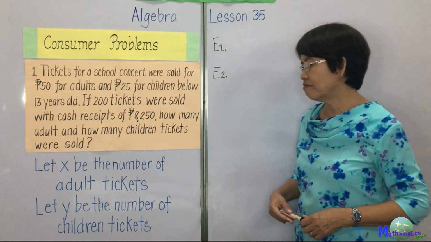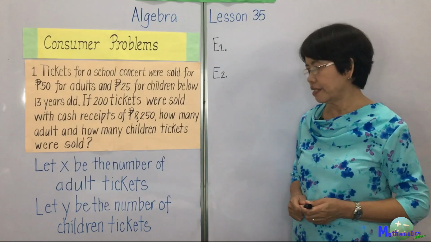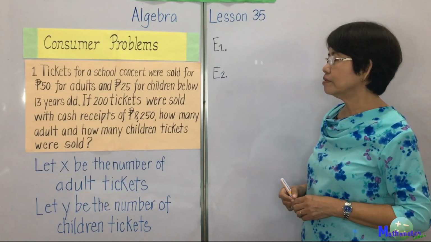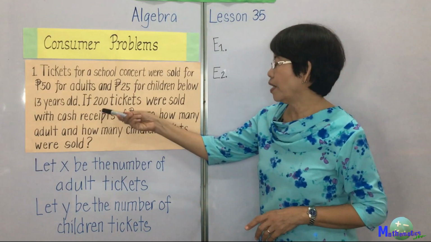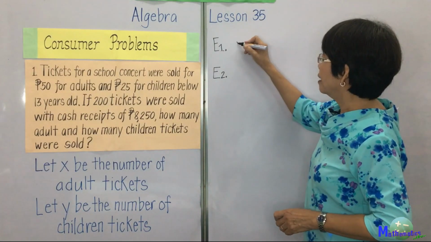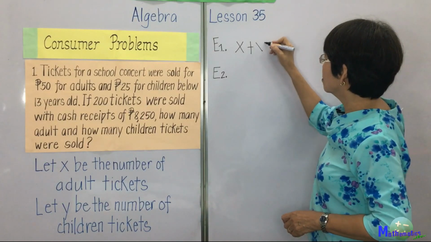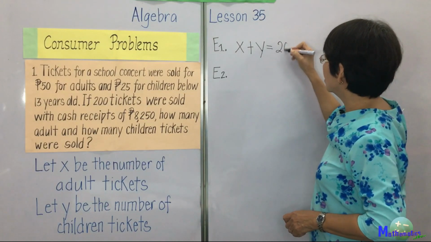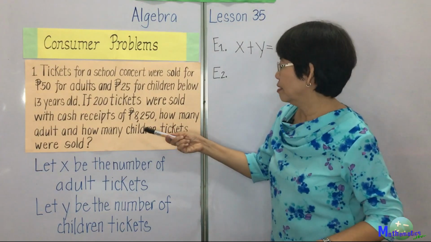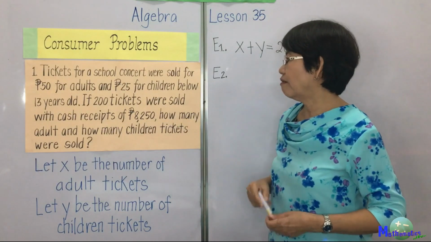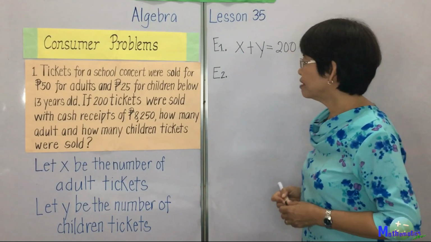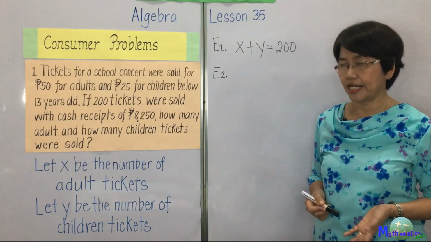Let X be the number of adult tickets and let Y be the number of children tickets. Then, for equation number 1, we have 200 tickets were sold, so we just add the number of tickets. We add X plus Y equals 200 tickets. And then, there is a cash receipt of 8,250 pesos. So we will have an equation for the cost of the tickets.